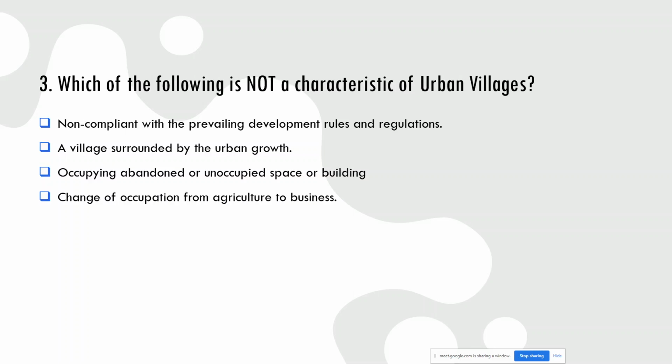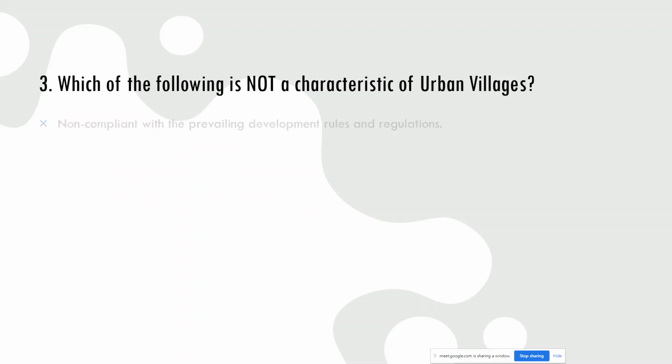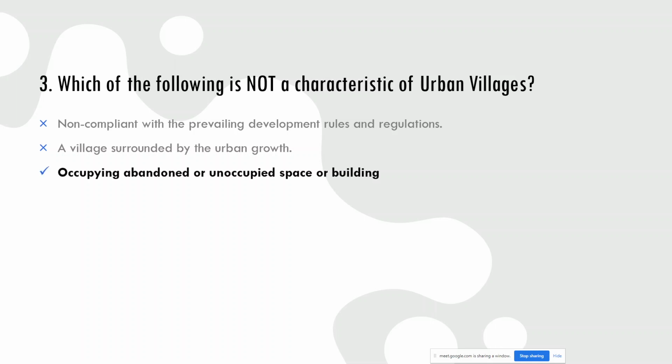The third question is, which of the following is not a characteristic of urban village? We understood that they don't comply. Urban villages don't comply with the prevailing development control regulation. We also observed it from the case study which we have studied by the WRI. Then the village is surrounded by the urban growth. Urban villages are surrounded by urban growth. Urban villages do not occupy unoccupied space or building. It is usually a characteristic of slum or squatter settlement. So that is the correct answer.